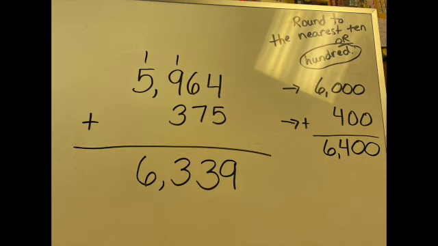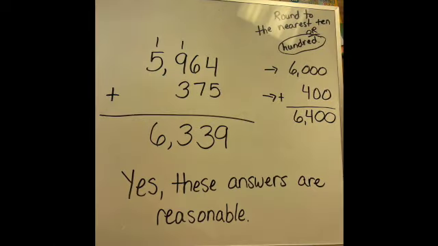Now I need to look at both of my answers. Remember, our first sum we came up with was 6,339. Is that close to our estimate of 6,400? Are they close to each other? Yes, they are close. So yes, these answers are reasonable. They are within less than 100 of each other, so I would say those are very close.